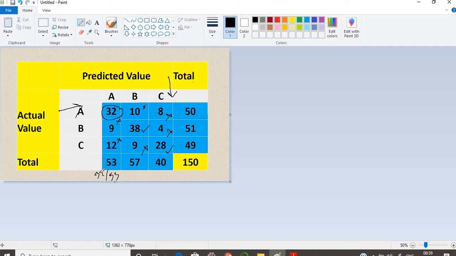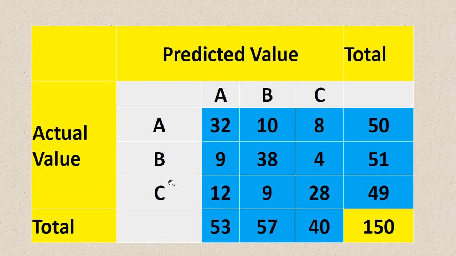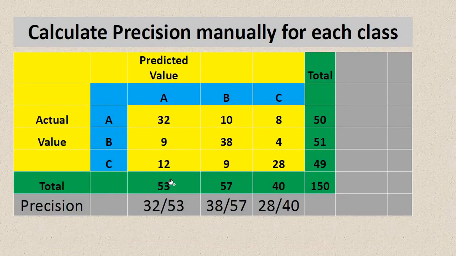So this is also correctly classified. If you want to calculate the precision for class A, it is 32 by 53. Similarly, the precision for class B will be 38 by 57, and for class C it will be 28 by 40. Okay, so this is how we calculate. I have already calculated here 32 by 53. For class B, the precision will be 38 by 57, and for class C it will be 28 by 40.